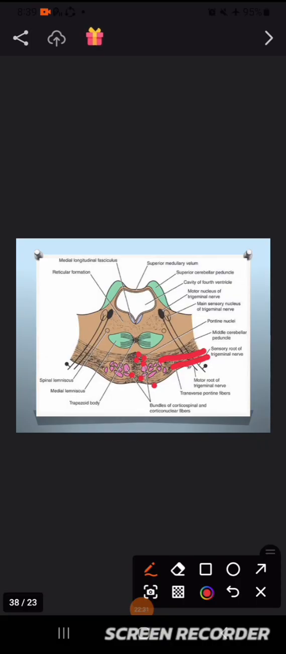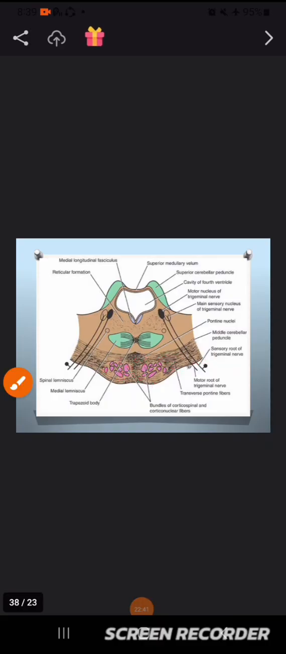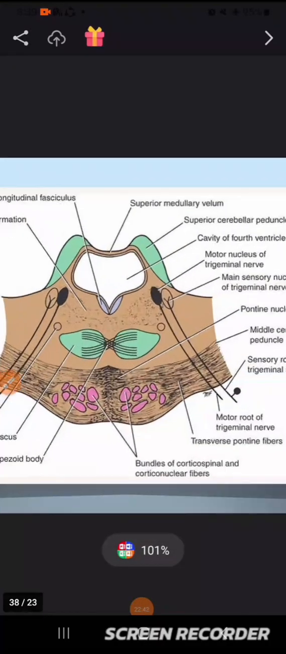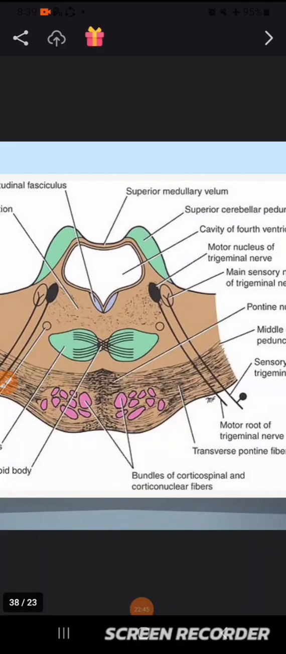What else? There are the bundles of corticospinal or corticonuclear fibers. So the content of the basilar part of the pons are bundles of corticospinal and corticonuclear fibers, pontine nuclei, and transverse pontine fibers.